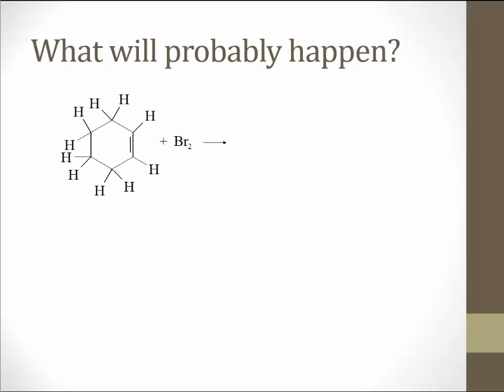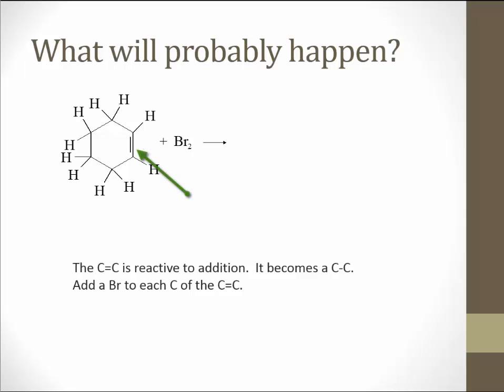What will probably happen here? There's that C double bond C again. It's susceptible to addition. It would prefer to be a single bond, but the only way to do that is to add something here and add something here. Well, we have a two-piece molecule. So we're going to get a bromine in each place.